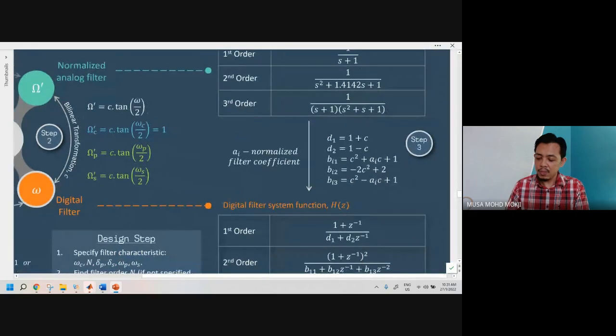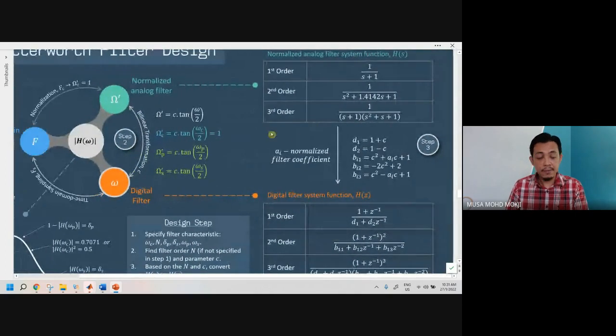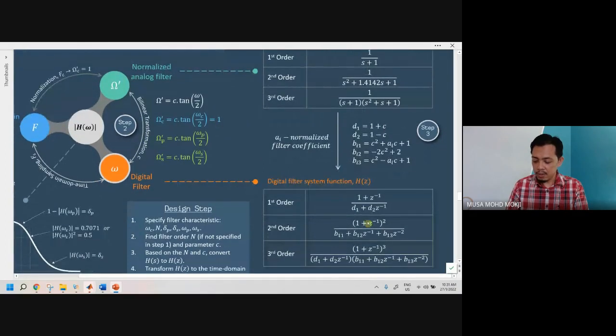And after that, because you already know the C value, for the second order, what you need to do is find the values of B11, B12, B13. B11 is equal to C squared, you already have your C here, plus A1C plus 1. What is the A1 value? The value is 1.4142, because this is referring to the second order. If it is a third order, you need to refer to this one. So this is the second order. Then solve that, and you will get B11 and then B12, B13.